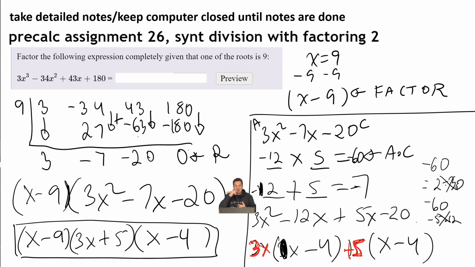So I did this by getting a factor from the root, then doing synthetic division with the root, getting a trinomial, and then factoring the trinomial using the AC with grouping method. This is a way of doing it. I'm sure there are perhaps other ways, but this is a way of doing it, just so you know.